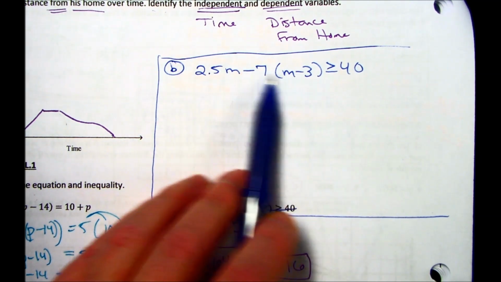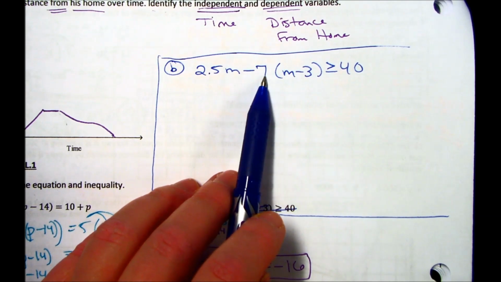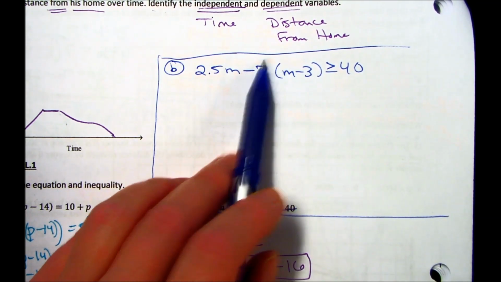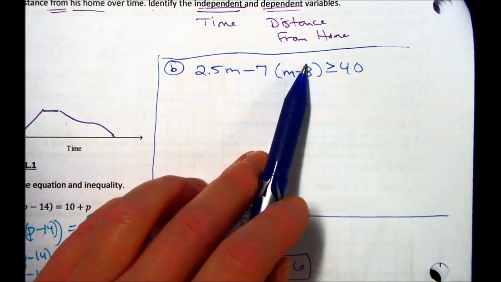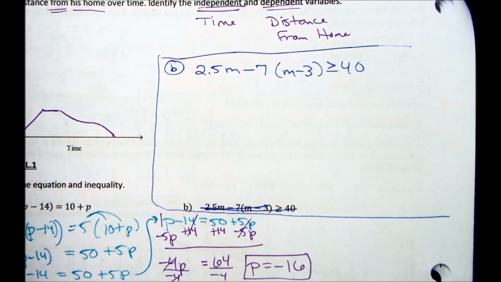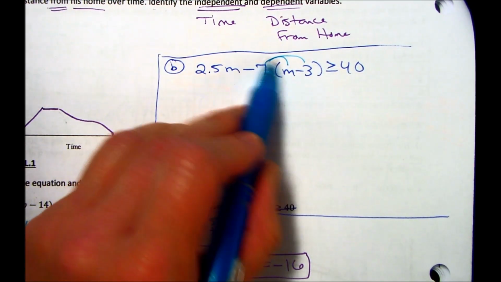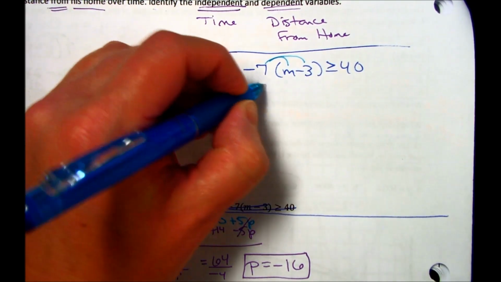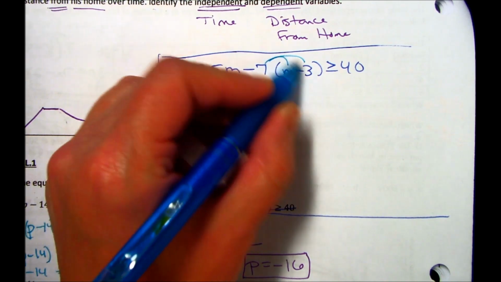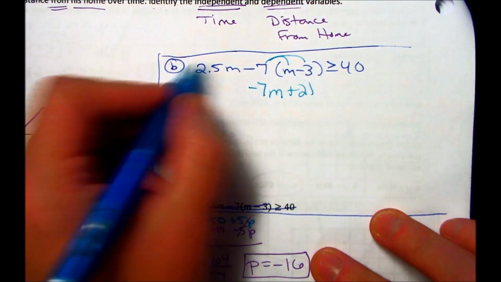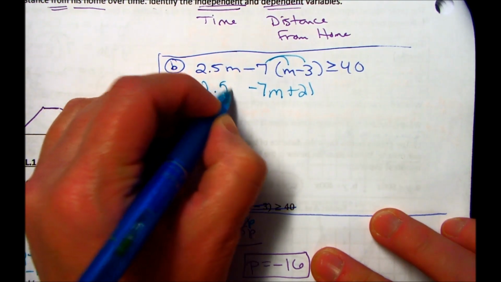In this side, the left side, you've got a negative 7 that's being multiplied by m minus 3. So you have to simplify that first. You have to distribute before you combine like terms. So we distribute the negative 7. Negative 7 times m is negative 7m. Negative 7 times a negative 3 is a positive 21. And then we're going to bring down that 2.5m.